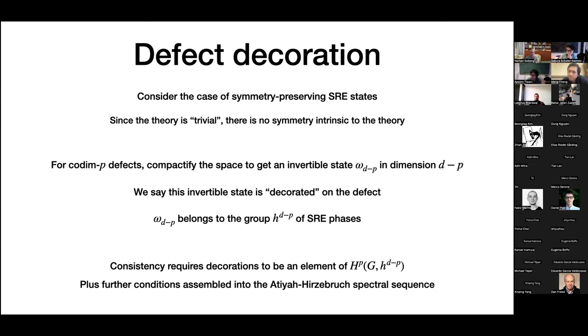I see. So earlier you said that we start from a trivial state, that there's no symmetry. That's what you say at the top of this page. Right. So in the trivial theory, there's no emergent symmetry intrinsic to a theory. I can break whatever emergent symmetry I have by all the irrelevant operators. My question is about the UV theory. You said at the top of the page, since the theory is trivial, I assume you refer to the UV theory. Symmetry intrinsic to the theory.